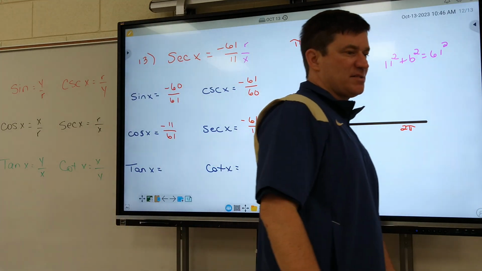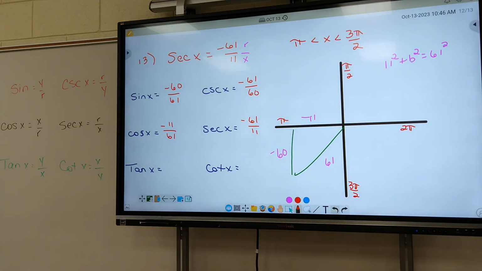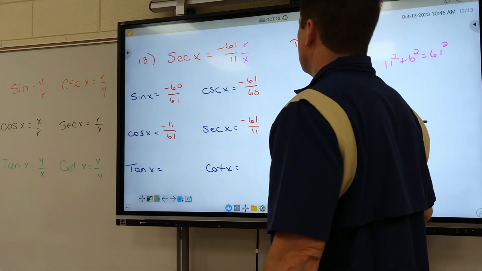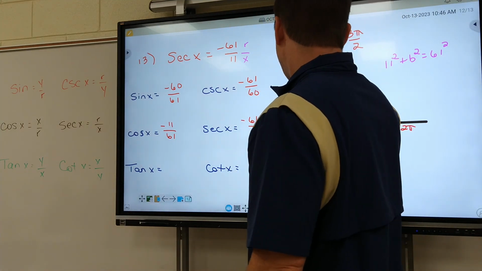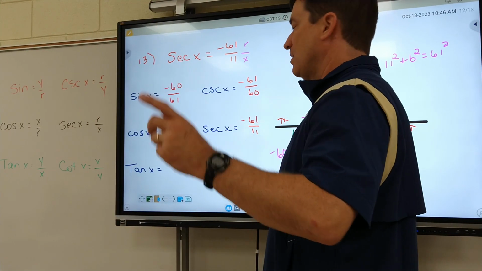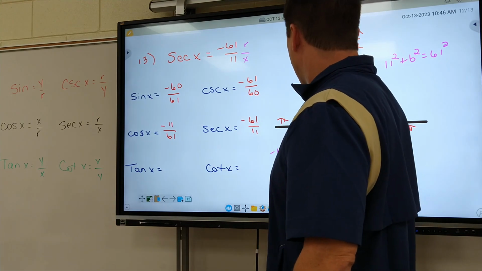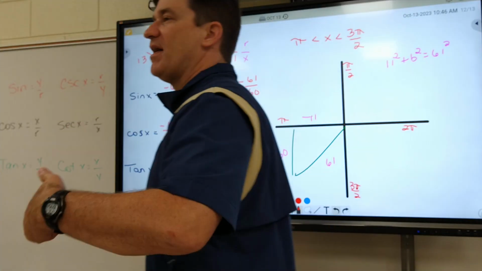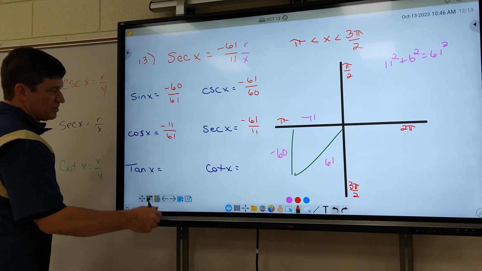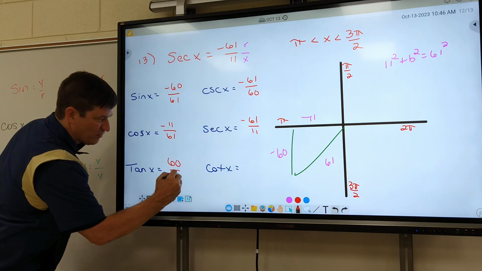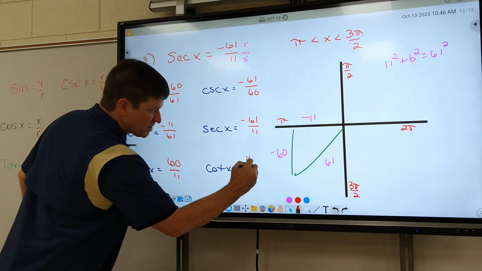All right, do the last two answers. Y over x. All right, look at this one. I got negative 60 over negative 11, right? What's a negative divided by a negative going to give you? So y'all got to have positive 60 over 11. Flip it. It's positive 11 over 60.